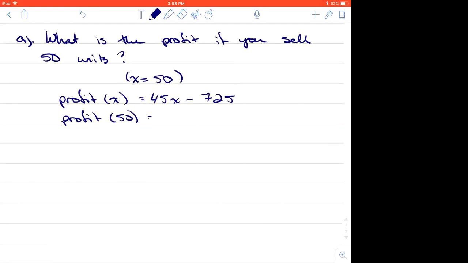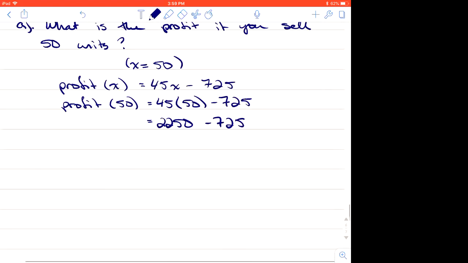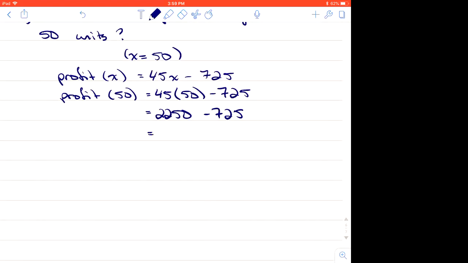Just plugging in 50 in for X, 45 times 50 minus 725. BEDMAS applies, so we have to multiply 45 and 50 first. So we get 2250 minus 725. So we get a profit of $1,525 if we sell 50 units. That's great.